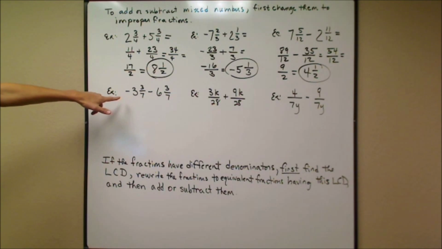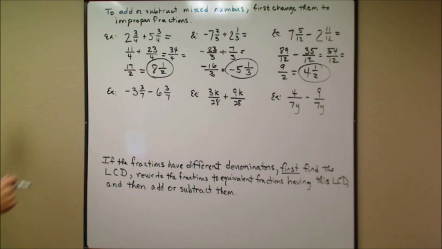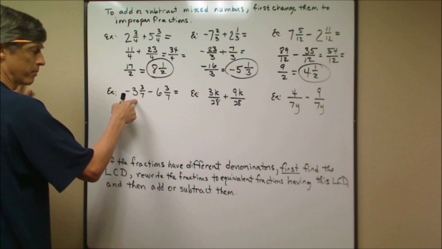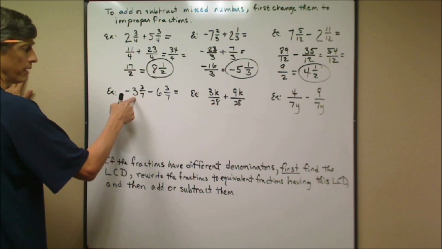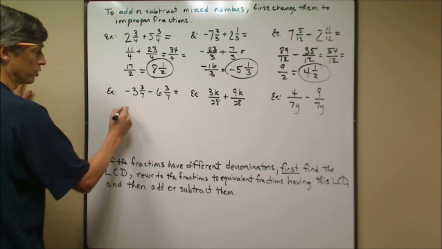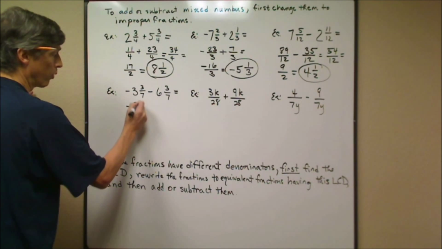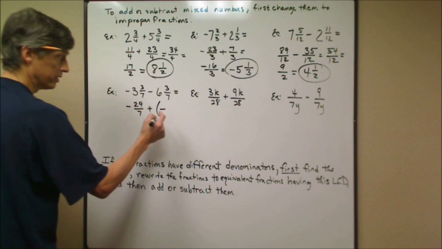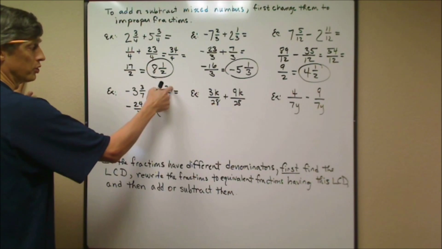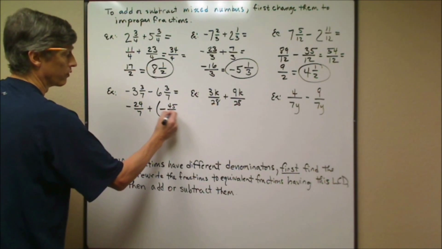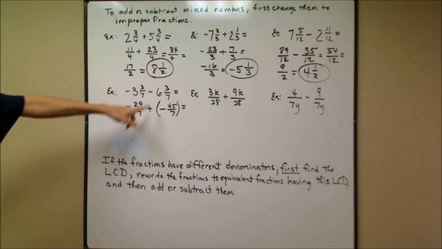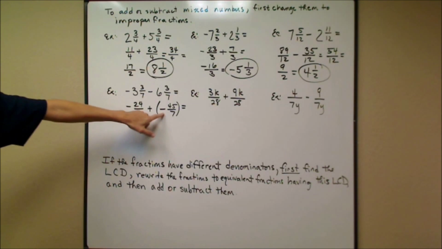This guy right here, they have the common denominator 7. I'm going to first change this into adding the opposite, but I'm going to go ahead and change these 2 guys into improper fractions. 7 times 3, 21, plus 3 is 24. I'm going to write this as negative 24 over 7 plus the opposite. 7 times 6, 42, plus 3 is 45 all over 7. So I kind of did 2 steps in one. I changed them into improper fractions, and I went ahead and changed the subtraction to adding the opposite.